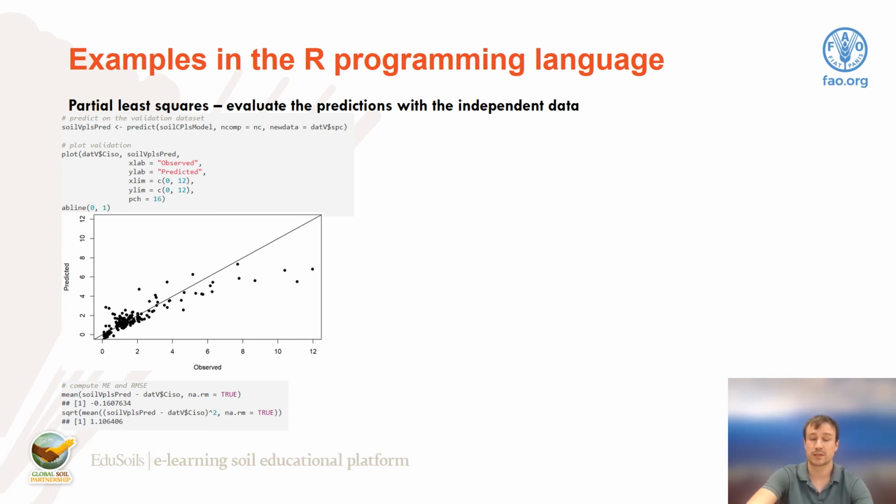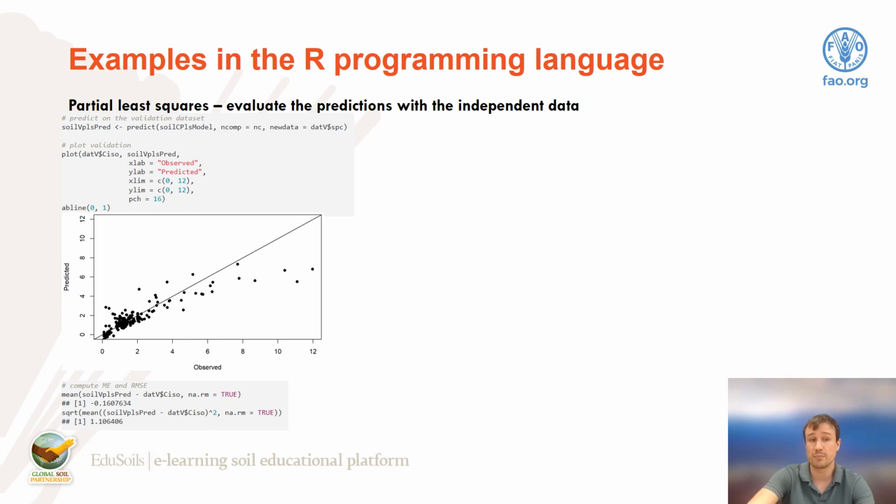So we plot in a scatter plot the predicted versus observed data from the validation dataset. And I add to this scatter plot the one-to-one line. So ideally, we expect all the points to be close to this line. So finally, I compute the mean error for the bias and the root mean square error to give indications on the magnitude of the error.